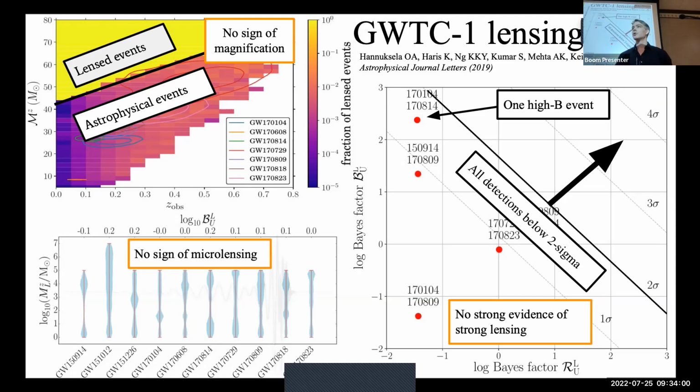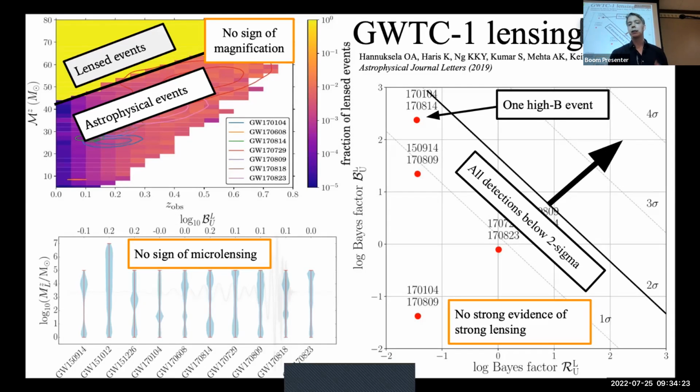And then finally, we also looked for microlensing, which you can see at the bottom left, where we did a templated search using a simple point mass lens model. And we analyzed all of the gravitational wave events in the GWTC-1, so observing runs 1 and 2. And essentially, we concluded there is no signature of microlensing, or at least there is no compelling evidence that any of these would be microlensed.